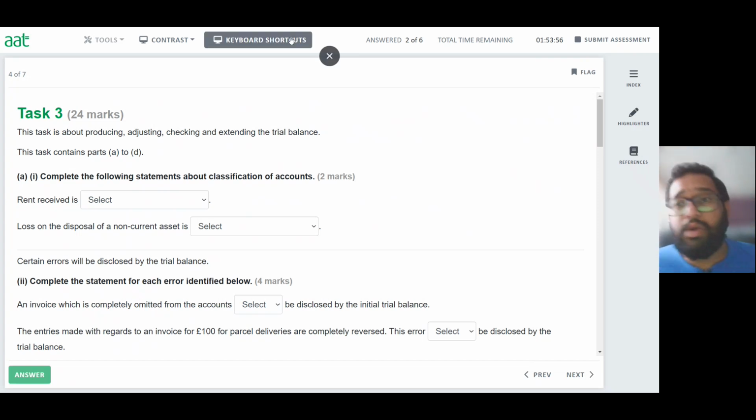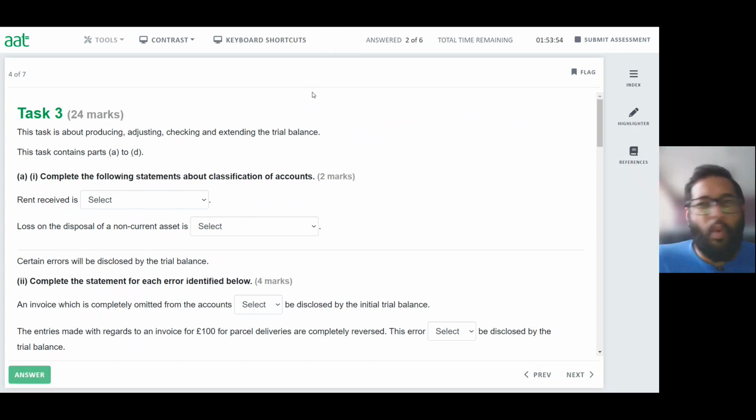Now task 3. We've only spent about 37 minutes. That's not bad. So 2 questions, we managed to get them out of the way, and we're on track to finish this question, and then we'll pause. We'll do a new video for the other 3 bits later on. Okay, we have plenty of time. This task is about producing, adjusting, and checking an extended trial balance. It's going to be a fun one.